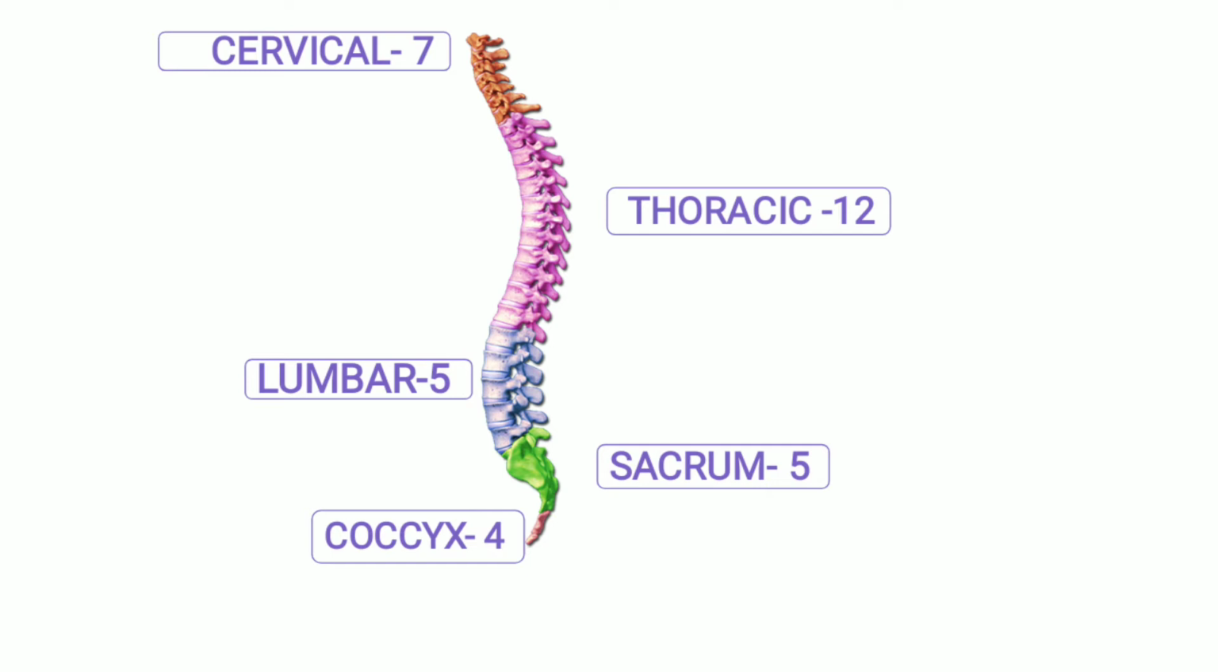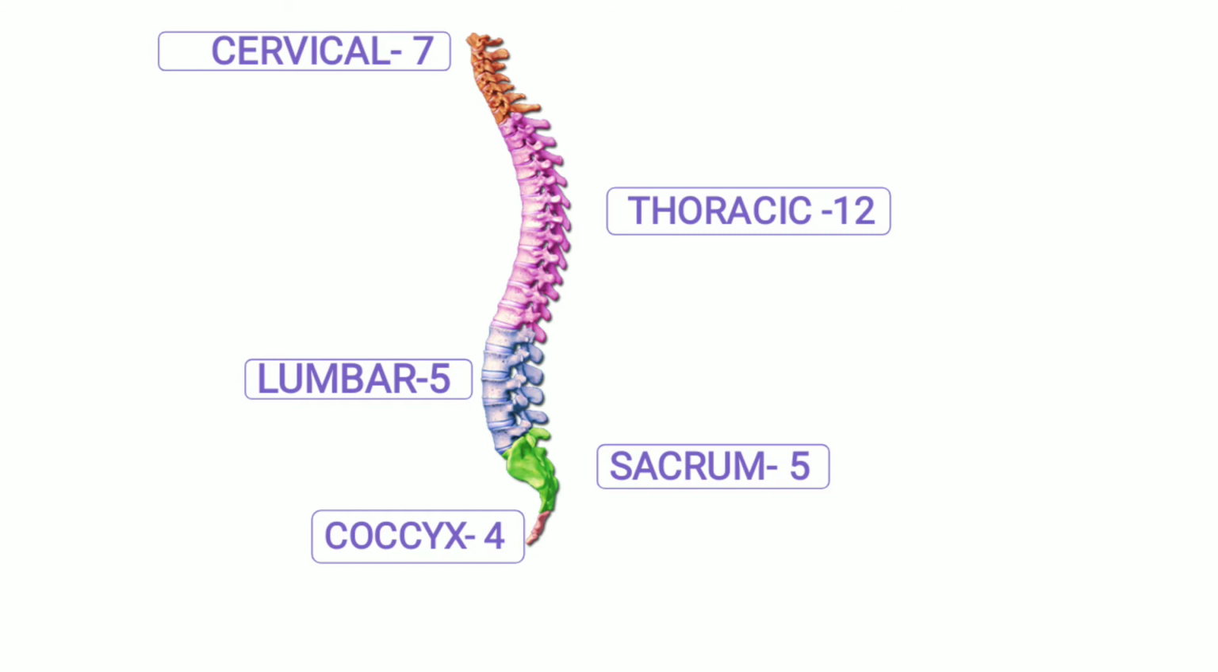as you can see over here. The first one is cervical, which consists of 7 bones, which you can see over here in orange color, followed by the thoracic vertebrae, which is indicated in pink color, and they are 12 in number. Then the next one is the lumbar vertebrae. They are indicated in a bluish shade and they are a total of 5 in number.